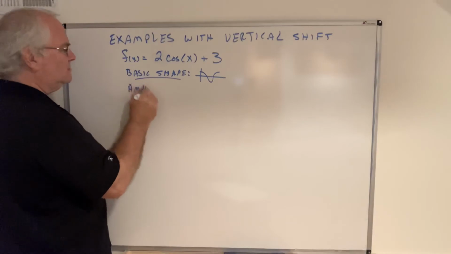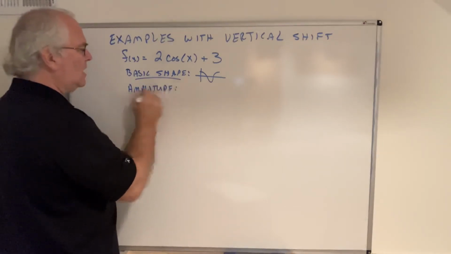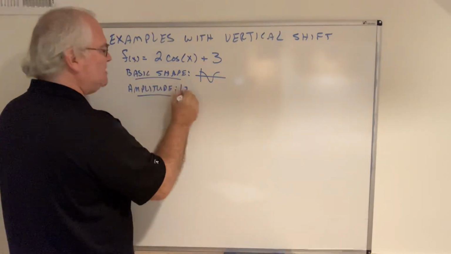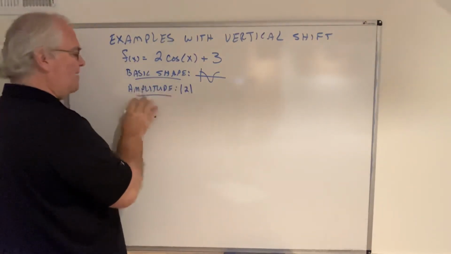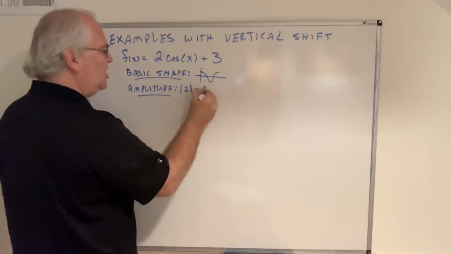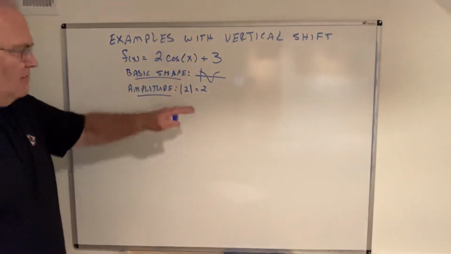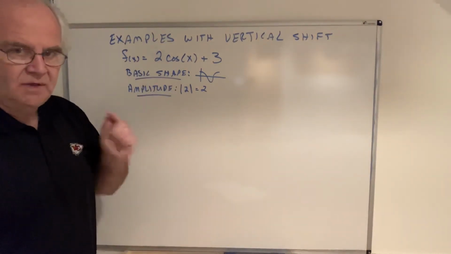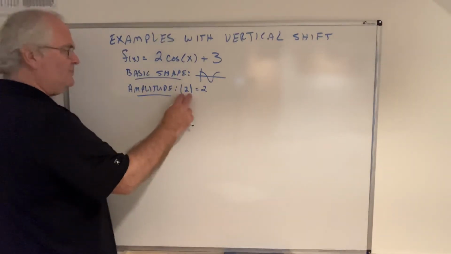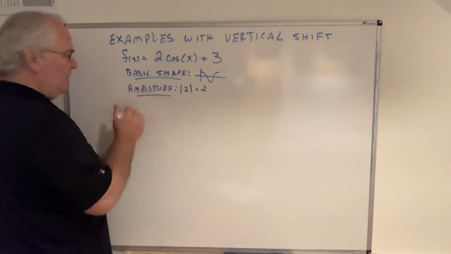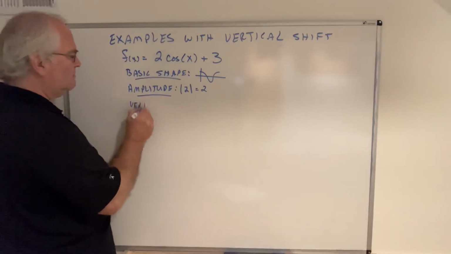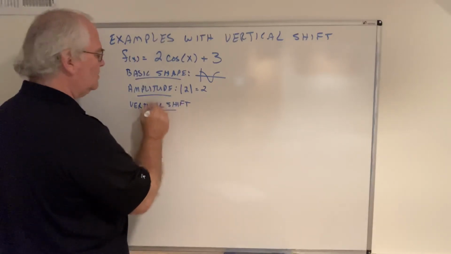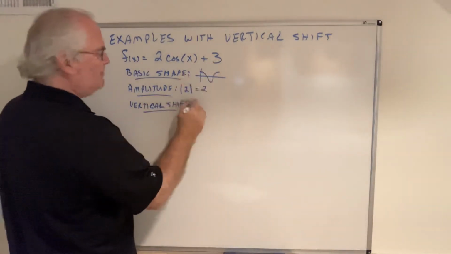Amplitude. Amplitude is the absolute value. It's not just 2. Don't just write 2. Absolute value of 2. Absolute value, amplitude, absolute value. If you wish to go ahead and say 2 afterwards, that's wonderful. But it needs to have absolute value. That way I know that you know, and you know that I know that you didn't forget it, and we all know that you know that. And then we have the vertical shift. And the vertical shift is up 3.